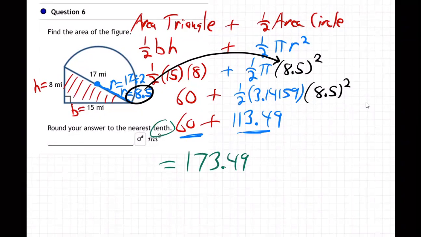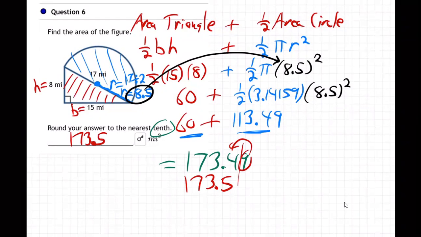173.49. They want to round it to the tenth. So that means I've got to cut it here. That 9 rounds this up. So it'd be 173.5. Total area of that figure. It's half a circle and a triangle added together. So there we go.